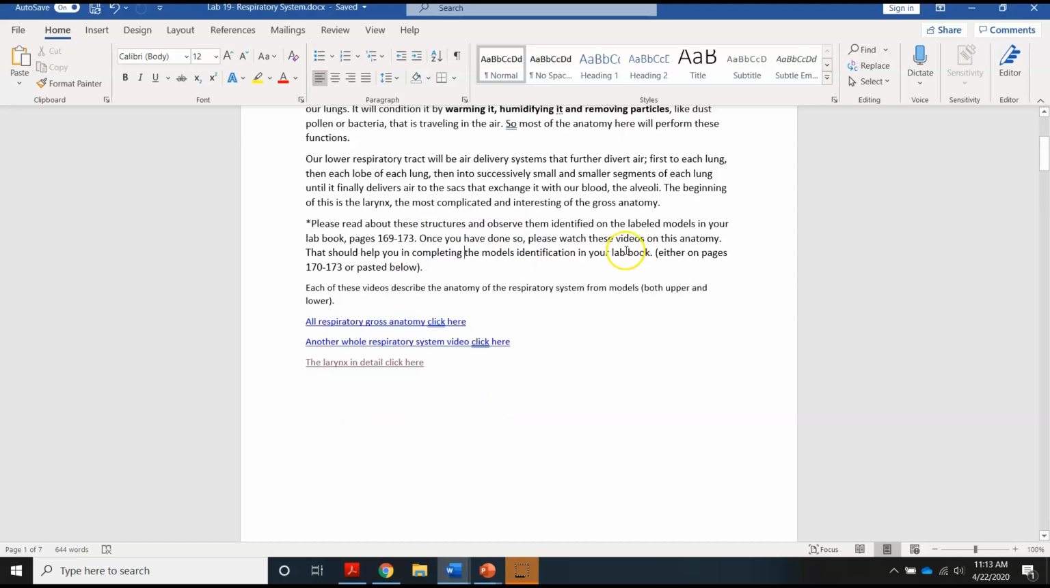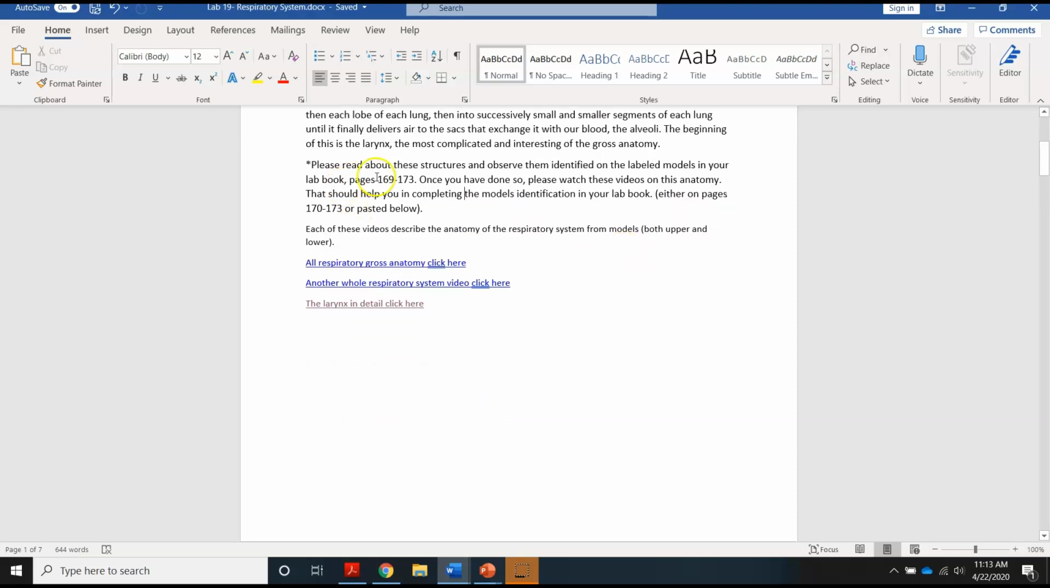You're best going to be able to do that by reading the lab manual, taking a look at those identified models, and then watching these 3 videos here, which will go through the gross anatomy of the respiratory system, as well as a closer look at the larynx, which is kind of the more complicated but interesting part of this upper respiratory system.